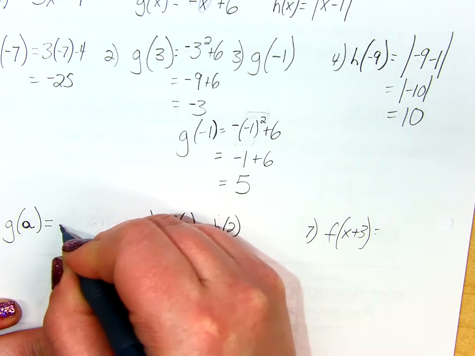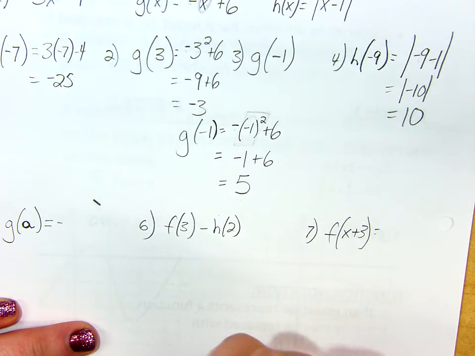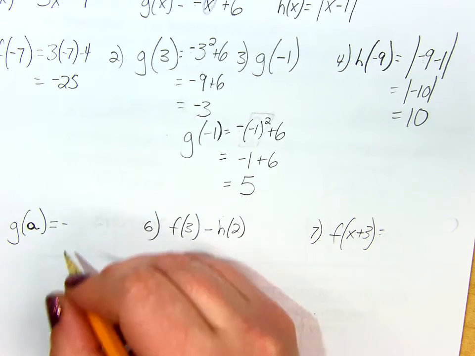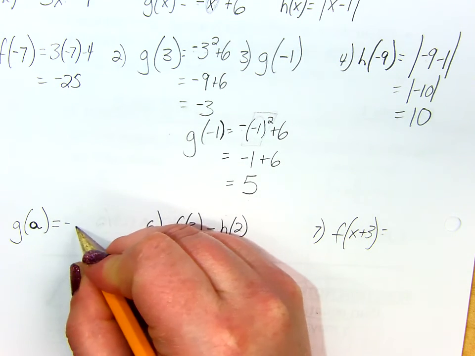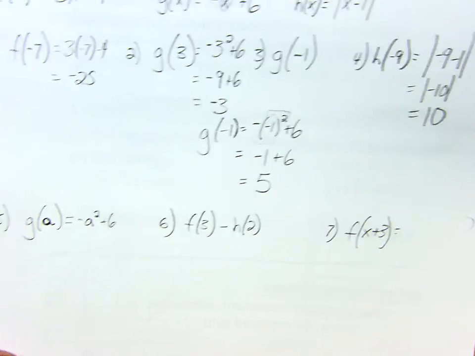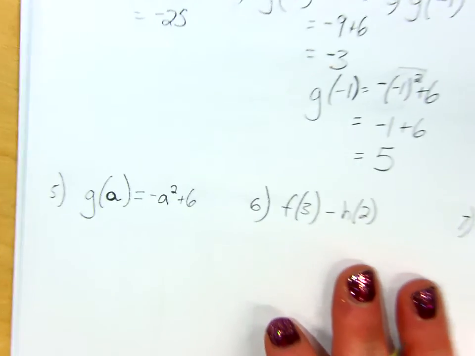So I should have, oh my gosh, it broke again. Maybe I'll try one of these. I'm a big fan of mechanical, but it's not working out for me today. So, negative a squared plus 6. How's that? Is that all right?